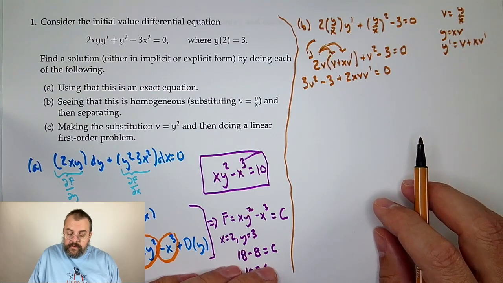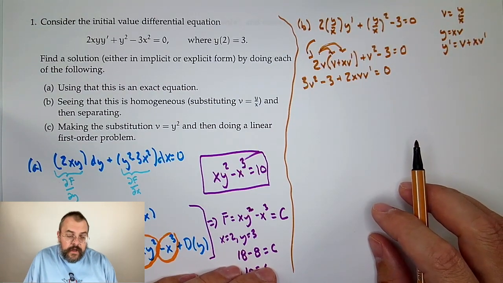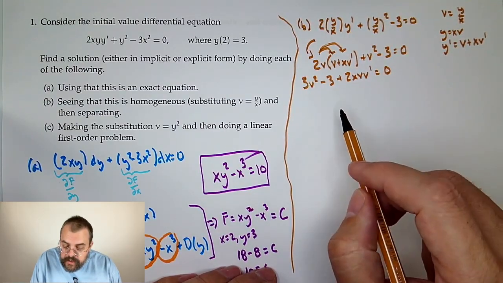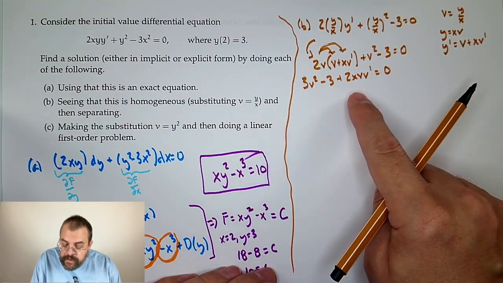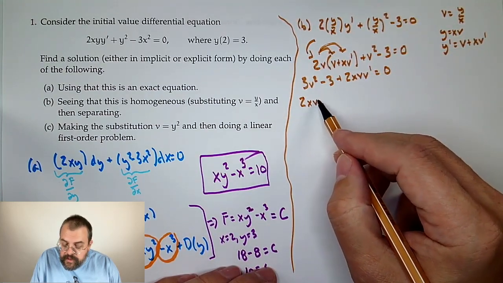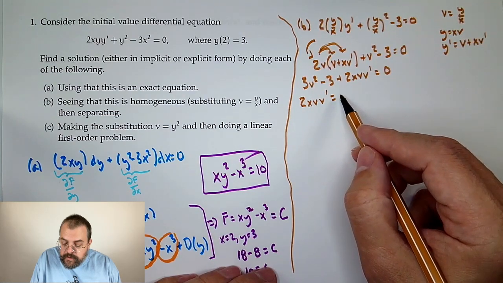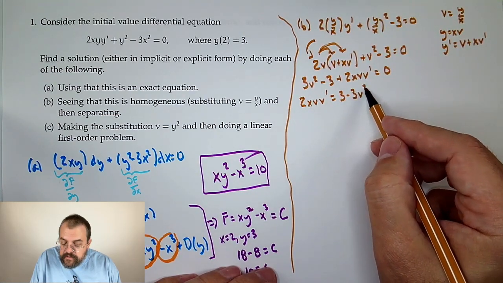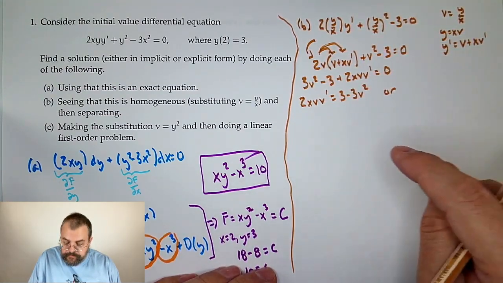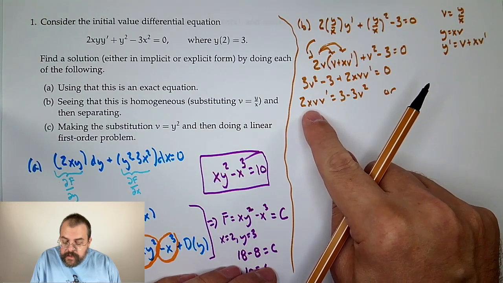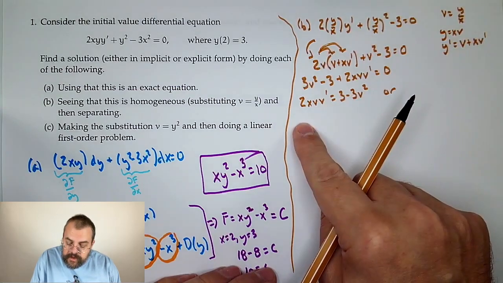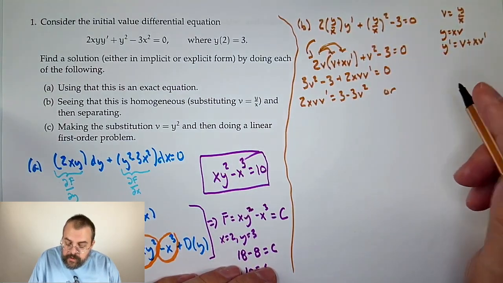All right. Well, now what? Well, okay. Now we can say the following. We can move this across. So 2xv v prime is equal to 3 minus 3v squared. Now we do our separation. So we can divide by 2v. Well, actually, we'll divide by x. Here we'll divide 1 minus v squared.